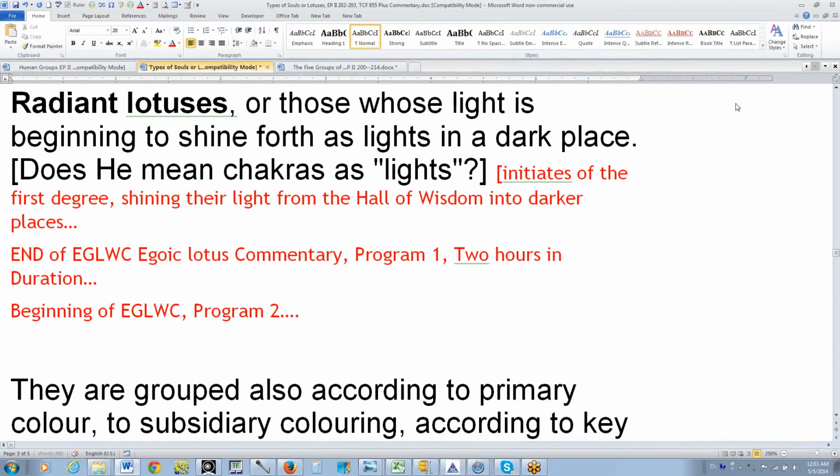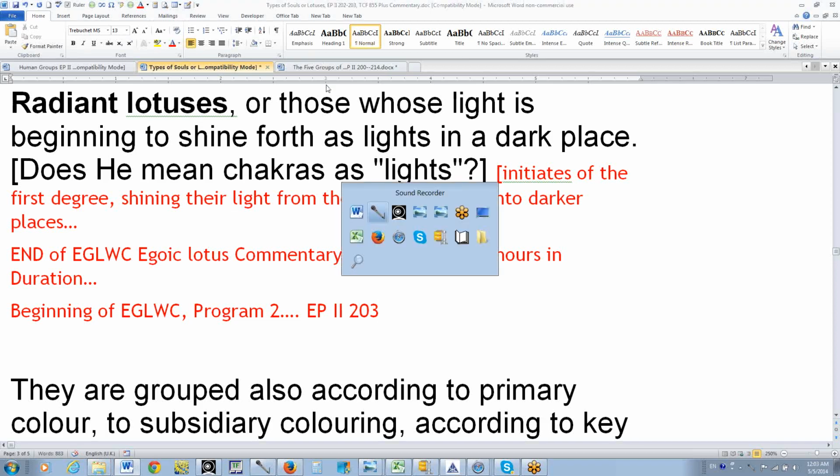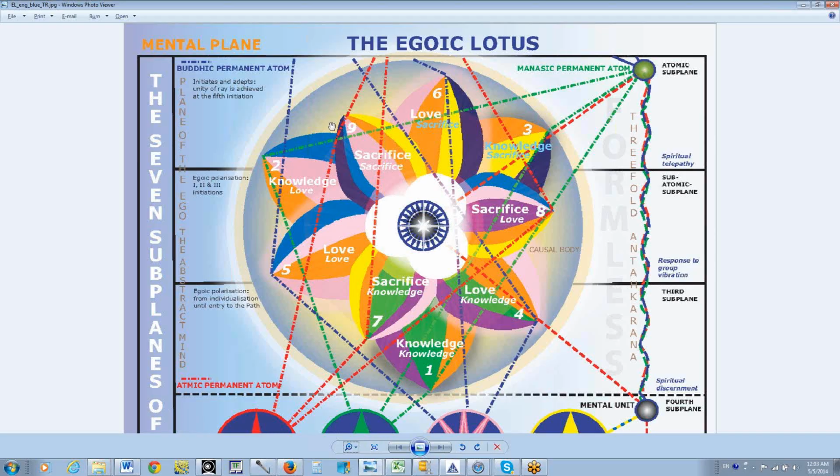We had finished, approximately, we had reached, beginning with page 200 of Esoteric Psychology 2, around page 203. It's not so easy to give the page numbers because I'm doing this in a different way. And we're beginning with program number 2 at approximately EP 2, page 203. I wanted to go once more into this illustration of the Egoic Lotus.